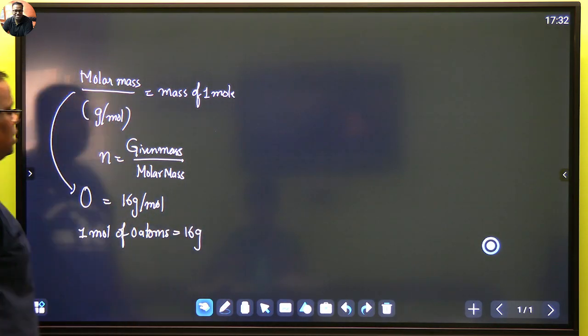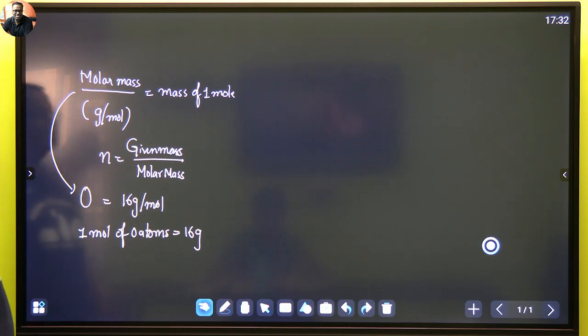1 mole of oxygen atoms will give you 16 grams. Are we fine? Right, fine.